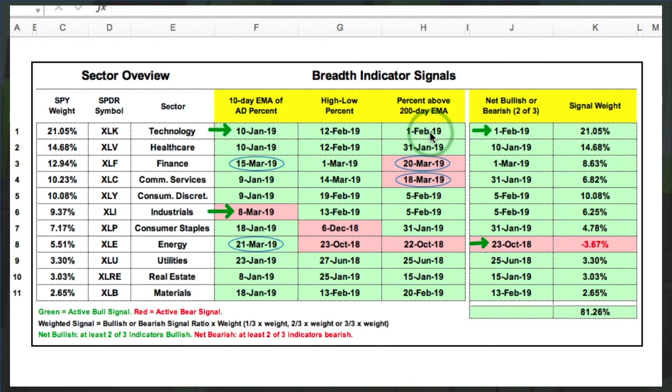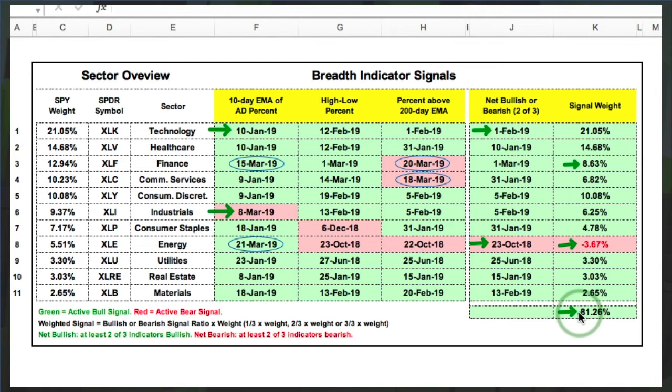So you have 3 of 3 bullish signals for technology. So the full weight is applied to that signal. And then we have 2 of the 3 bullish for finance. So only 2/3 is applied for that weight. And then for energy, we have 2 of the 3 on bearish signals. So 2/3 of that negative weight is applied. And then I sum it all up and we get 81% bullish based on the weights.